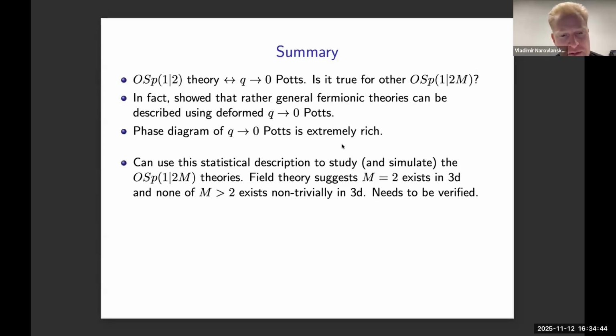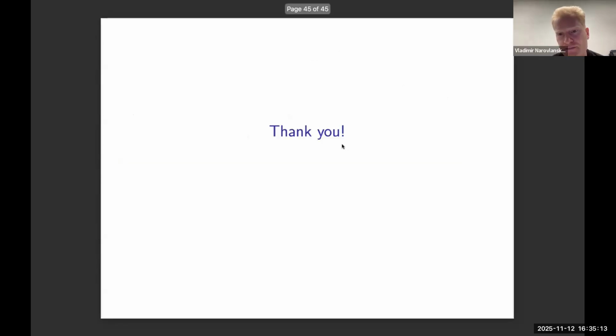And now just to mention one future direction. These field theories that I mentioned, that Igor studied, give some predictions for the OSP 1 to M theories, as we discussed. They said that the M equal to 2 theory exists in 3D, but none of the higher ones. And this needs to be verified. So, for example, the methods that we discussed here, with the Potts model and the random forest models, can be useful to check these claims. And that's it. Thanks.